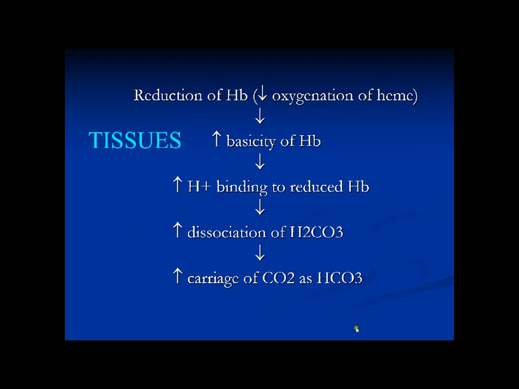But in the peripheral tissues, the oxygenation of the hemoglobin is reduced, because hemoglobin releases the oxygen to the tissues. So the hemoglobin becomes more basic. When it becomes more basic, more hydrogen ions bind with the hemoglobin. There will be more dissociation of carbonic acid, and more carriage of carbon dioxide as bicarbonate.